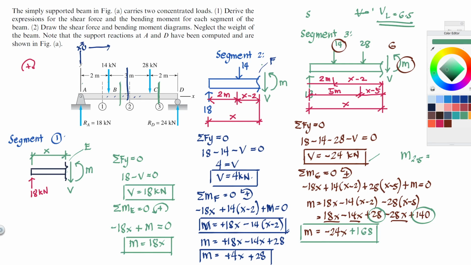So that is segment 2. I will take this and substitute x equals 2.5, and that would be the result. That would be your moment at the point 2.5 from point A. Any questions so far for this? If none, you may have to copy.